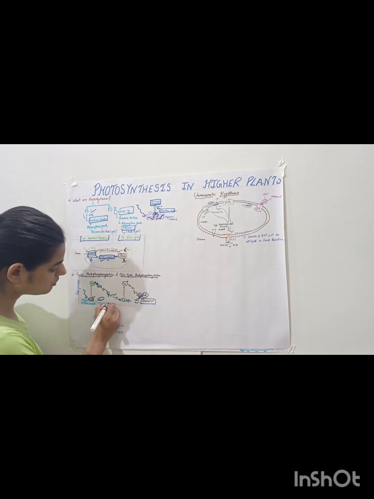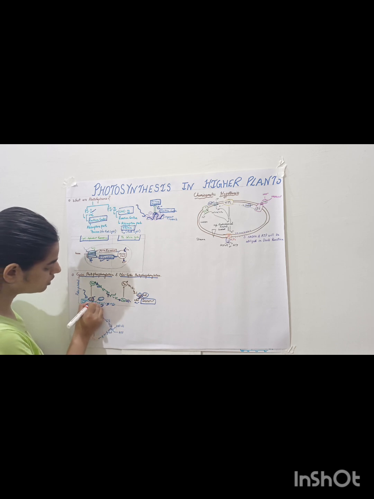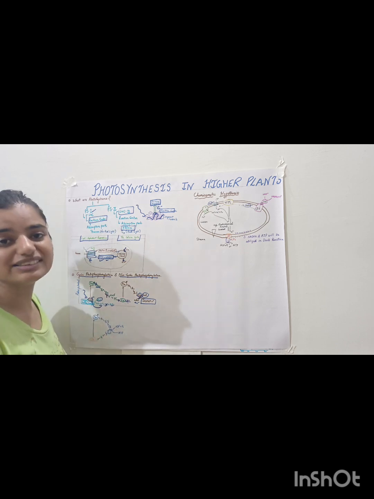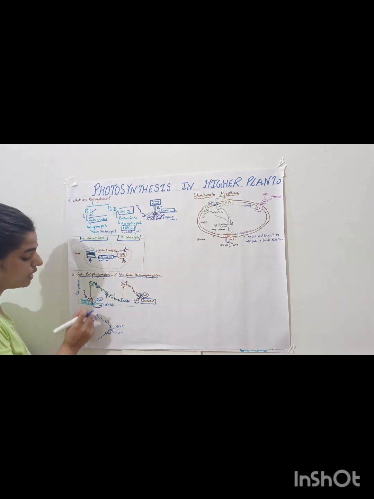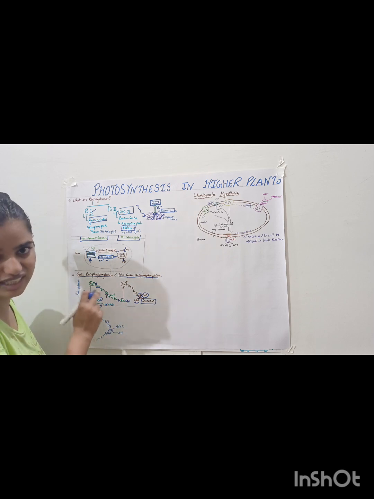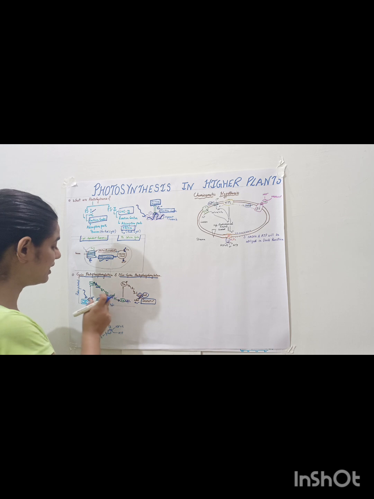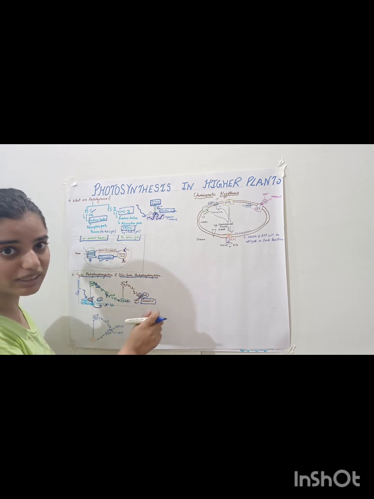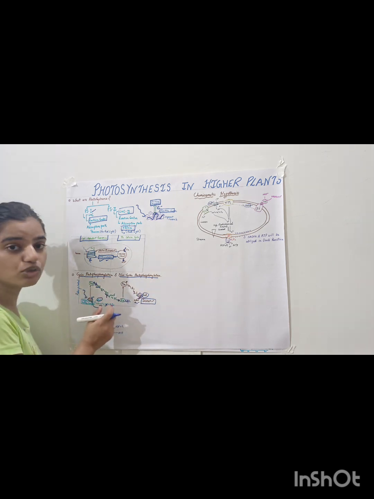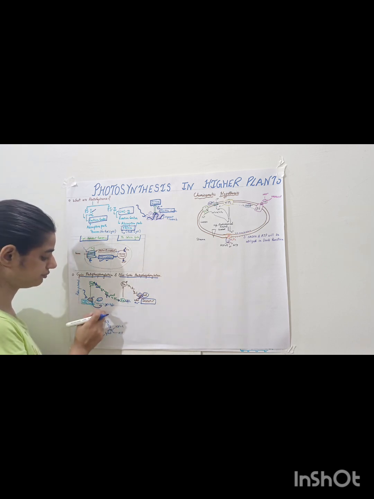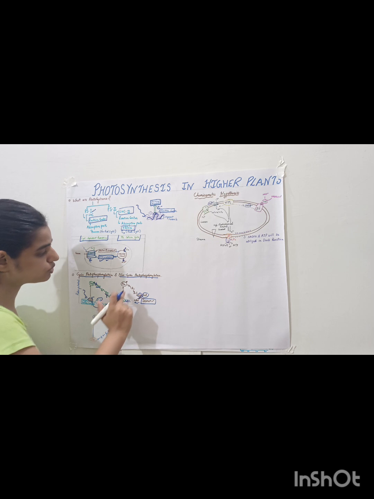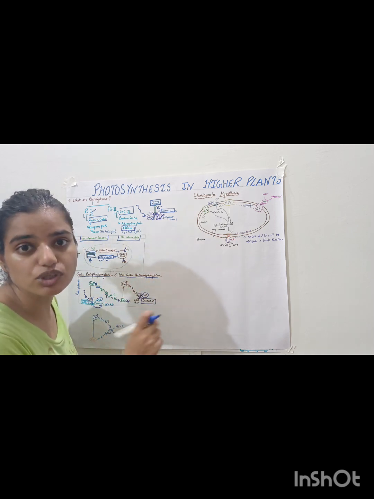It transfers its electron to the photosystem P680, photosystem II. This complex is known as the oxygen evolving complex. It transfers its electron ultimately to P680. So the ultimate electron acceptor is NADP, and the molecule which gives the electron is the water molecule. This is the whole process of non-cyclic photophosphorylation.